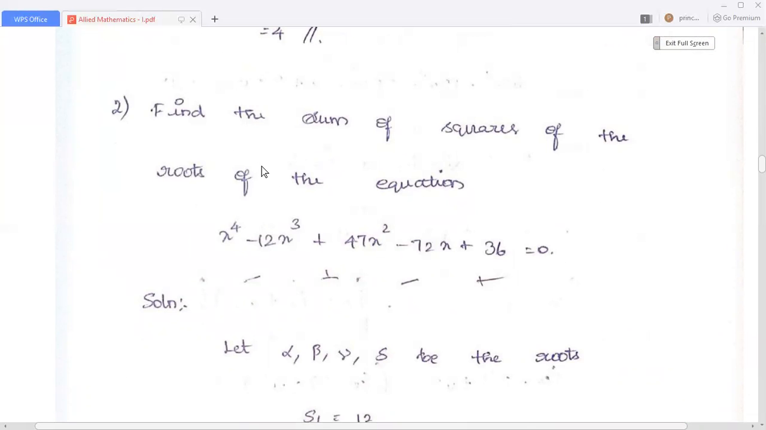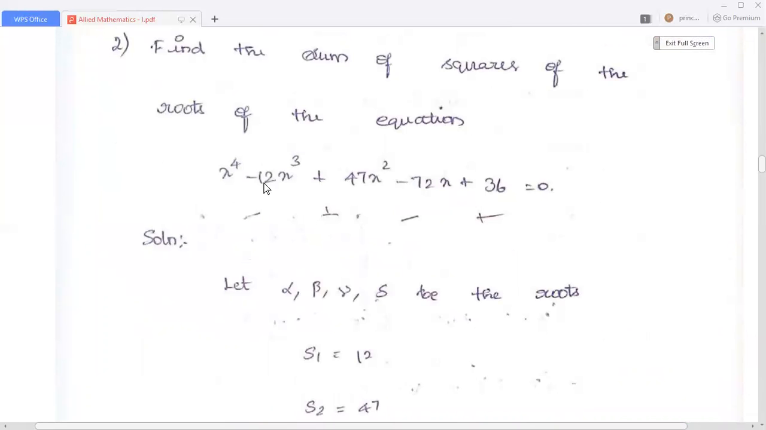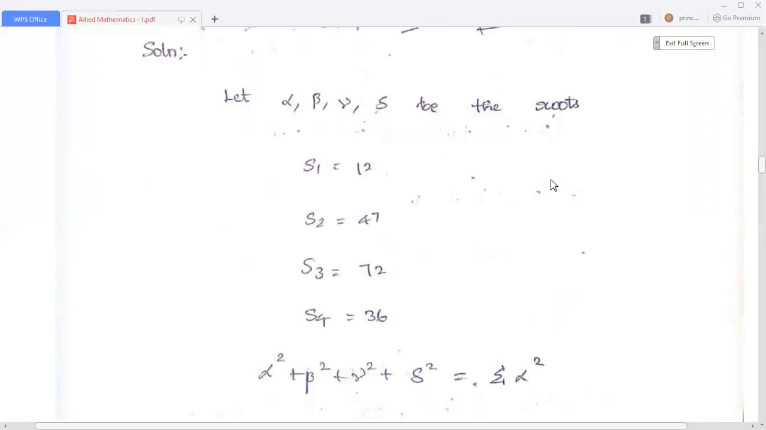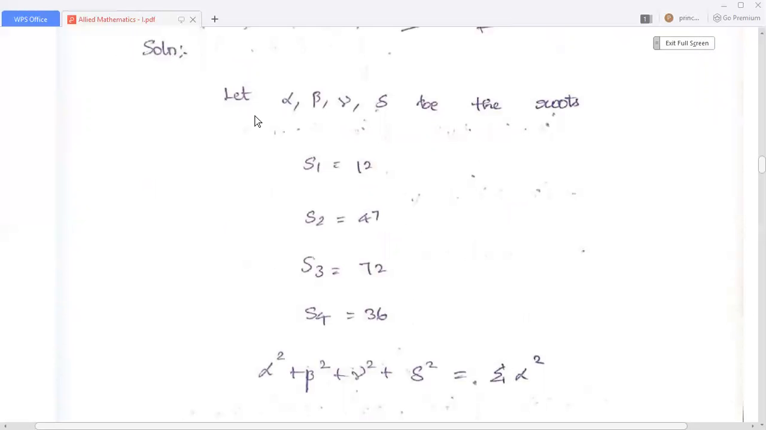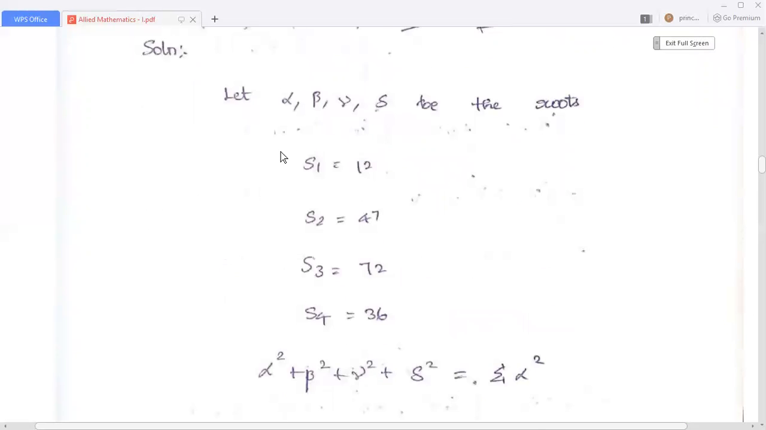And the sum of squares of the roots of the equation x^4 minus 12x^3 plus 47x^2 minus 72x plus 36 equal to 0. Now we write the solution. Let alpha, beta, gamma, delta be the roots of this equation. Here we write the relation between roots and coefficients.